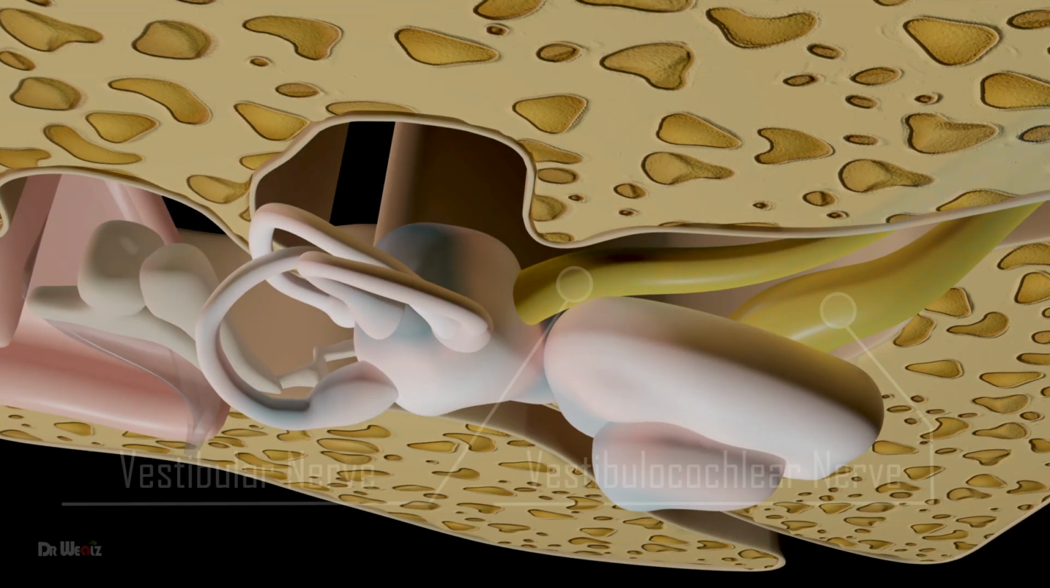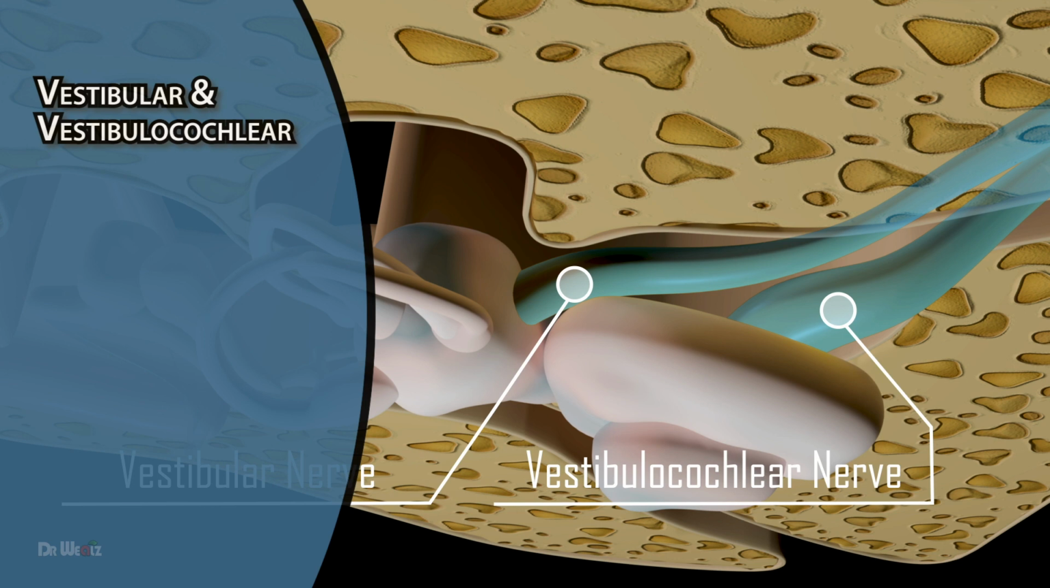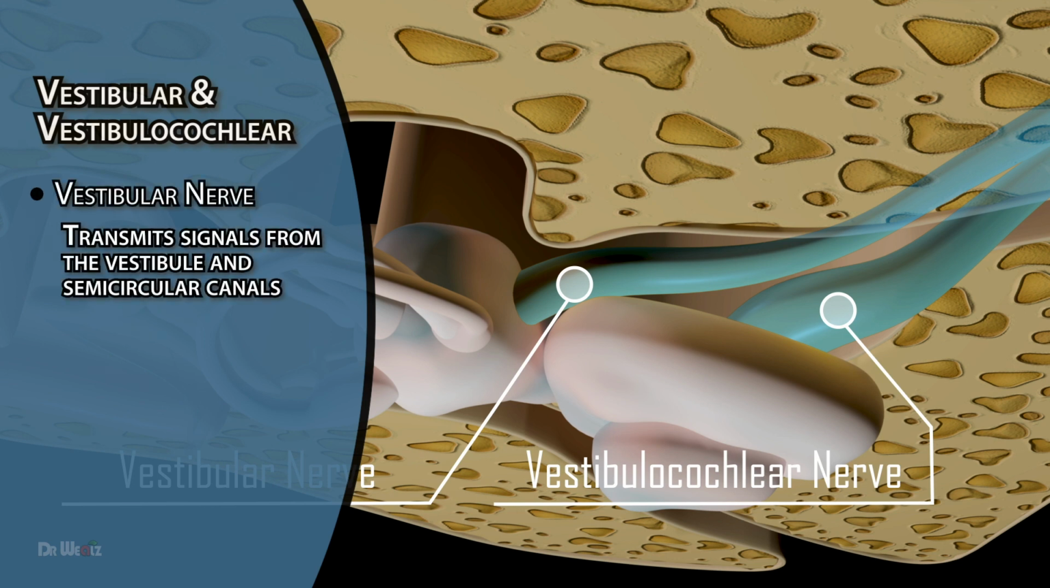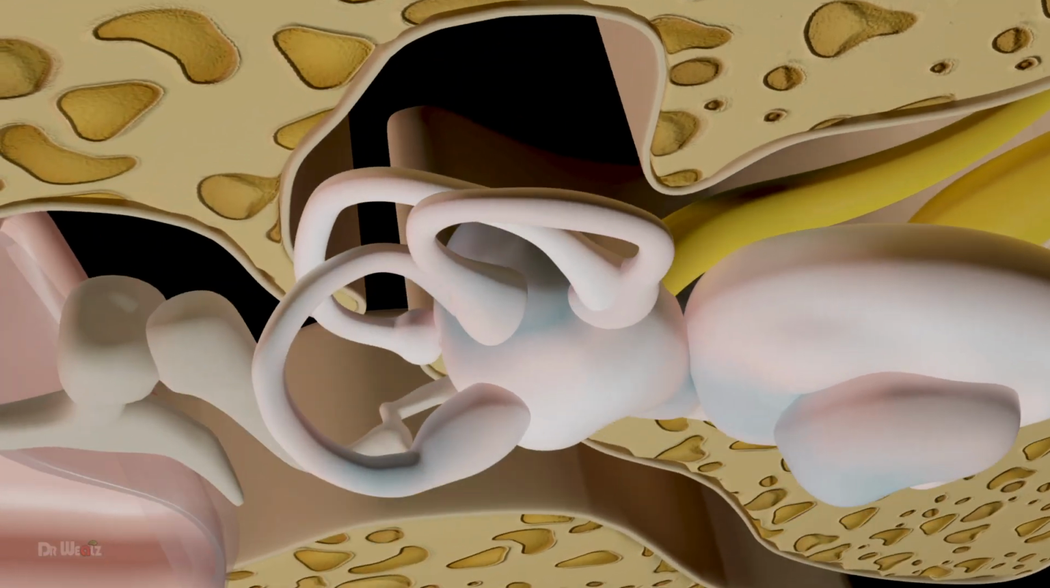The vestibular nerve and vestibulocochlear nerve are two nerves that transmit signals from the inner ear to the brainstem. The vestibular nerve transmits signals from the vestibule and semicircular canals and is responsible for maintaining balance and coordination. The vestibulocochlear nerve transmits signals from the cochlea and is responsible for hearing.